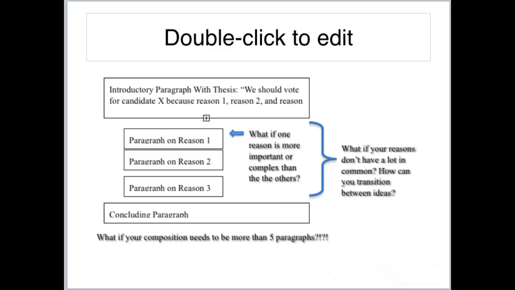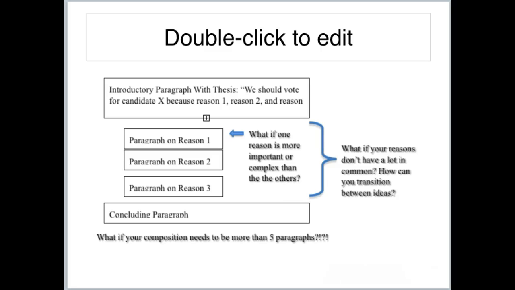Not a bad structure, quite frankly. It works quite often. I mention it because it's taught often in high school classes, but there's some structural problems with it. So what if one reason is more important or complex than others? So you have one paragraph that's super long and the others are short. What if your reasons don't have a lot to do with each other? They feel like 3 different arguments instead of one cohesive argument. And you will be having to write longer papers than 5 paragraphs in this class. So it's important that you have a tool by which you can write longer works.